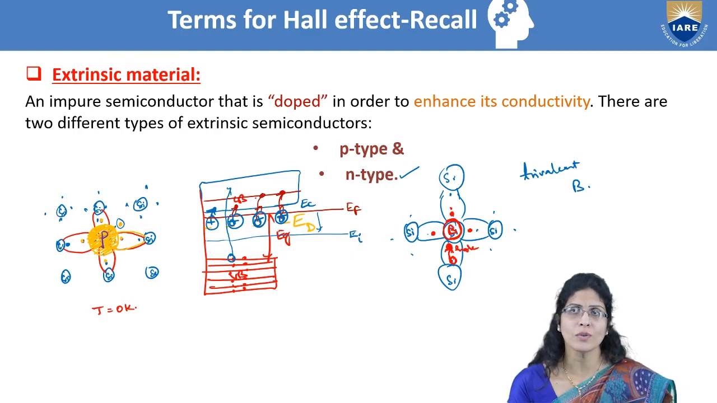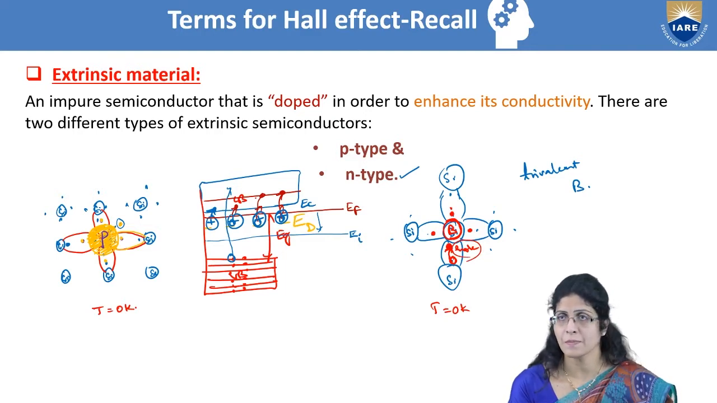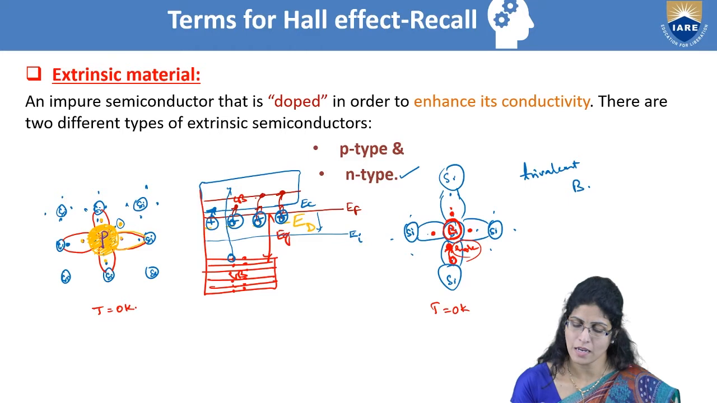Now as you raise the temperature, this is at T equal to 0 Kelvin, and as you raise the temperature, this hole is forming. When the silica is offering its electron, and more, what will happen? The bonds may break and this electron may come out, but even though the electrons come out, more number of holes will be there. Let's see how.